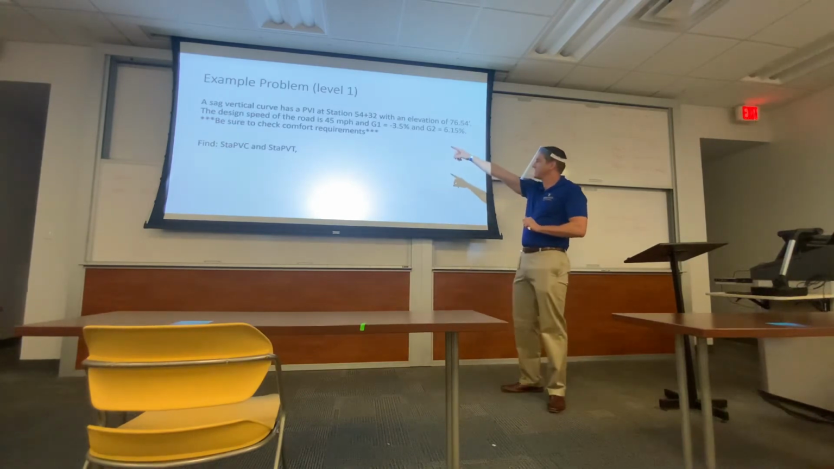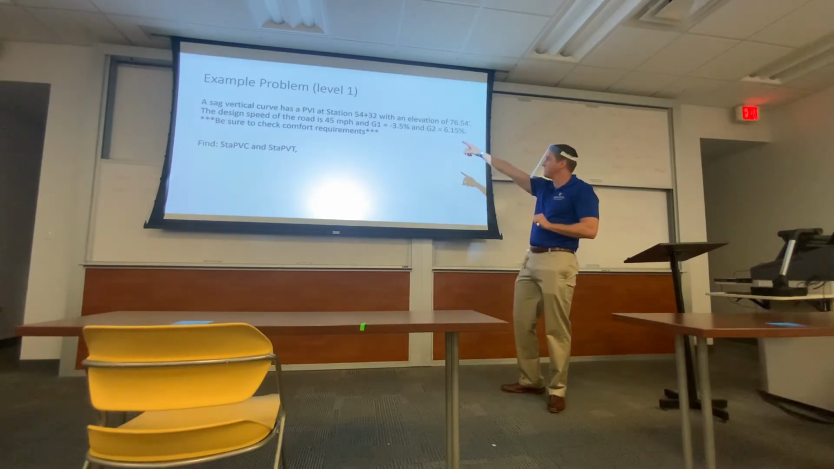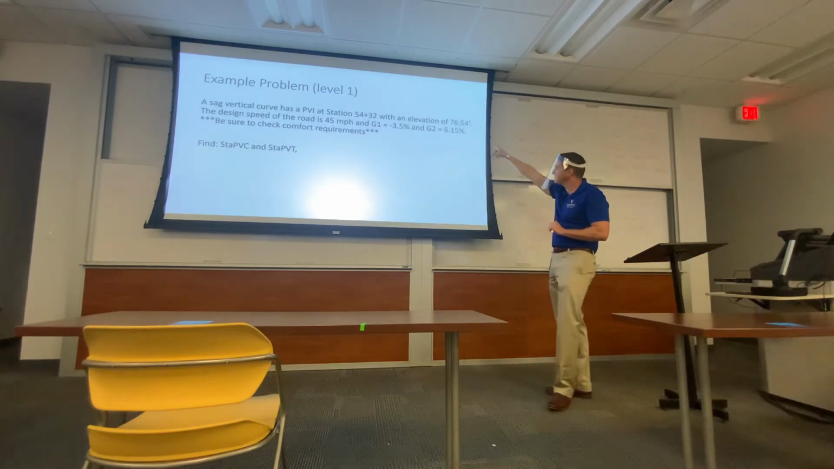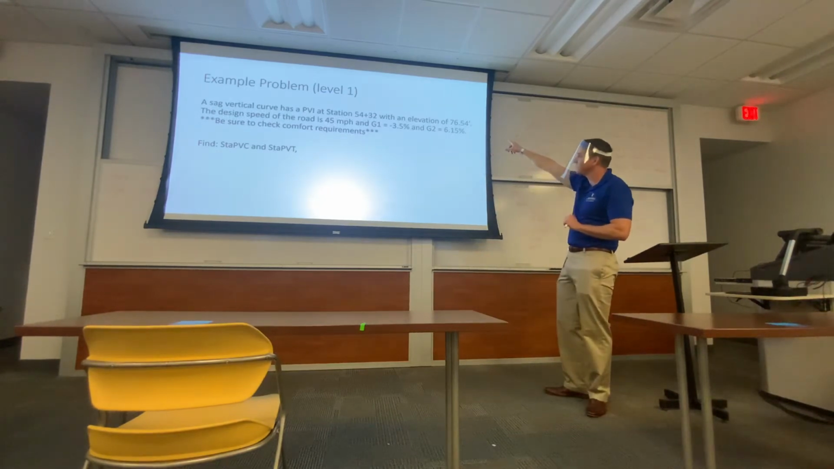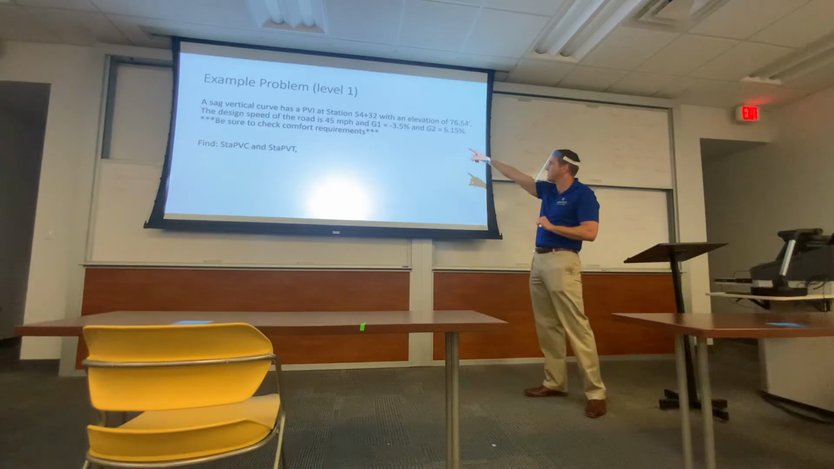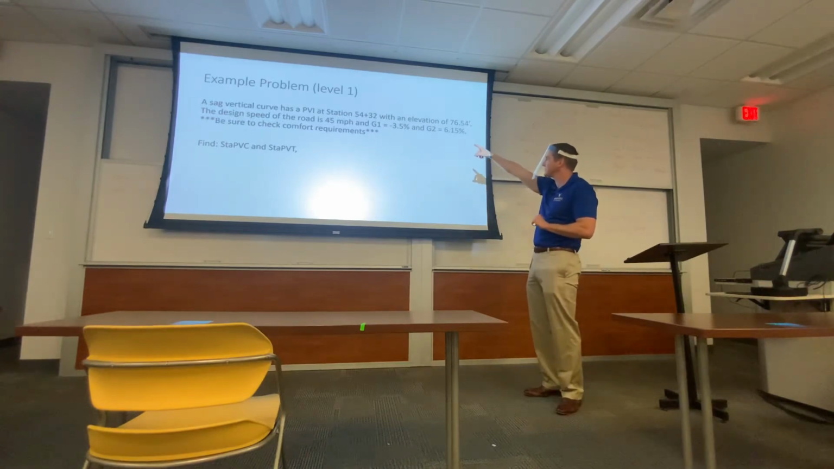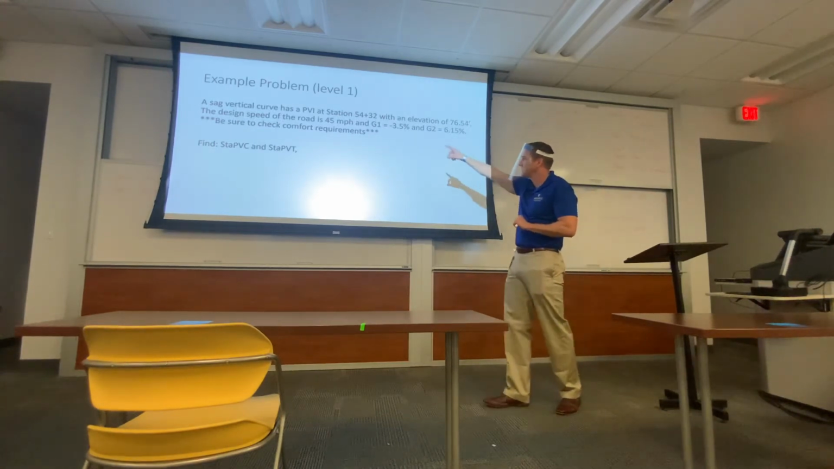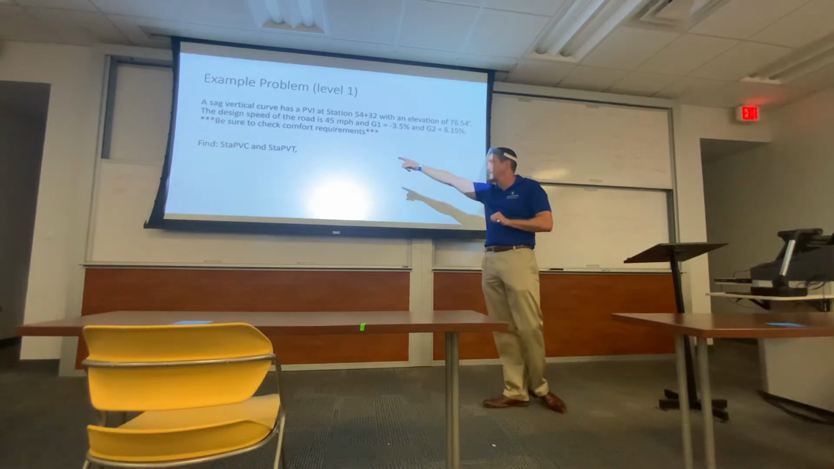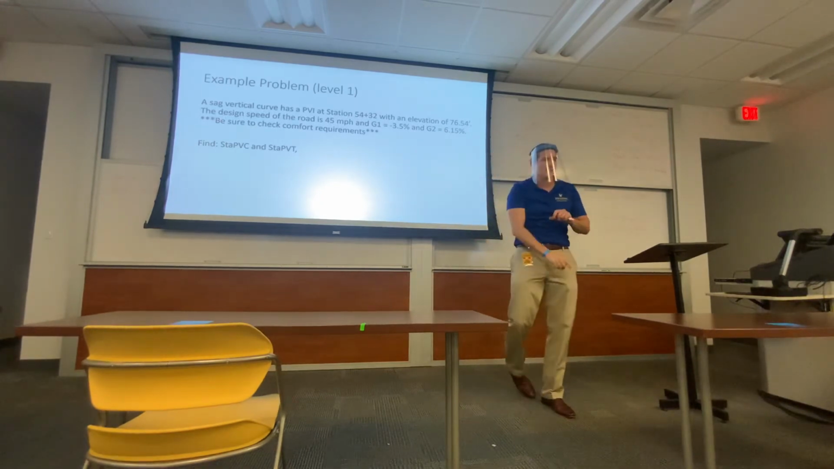The Sag curve has a PVI at station 5.4 plus 3.2 with an elevation of 76.54. The design speed of the road is 45 miles per hour. G1 is negative 3.5% and G2 is 6.15%. Be sure to check for the comfort requirements. Station for PVC and PVT are what?